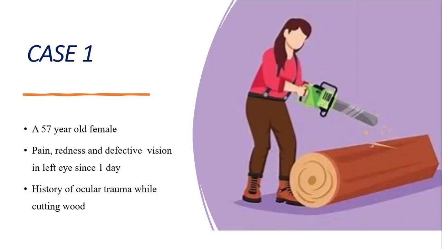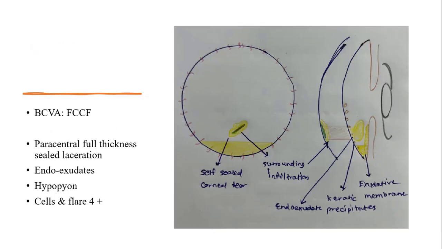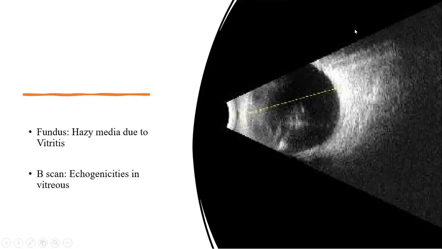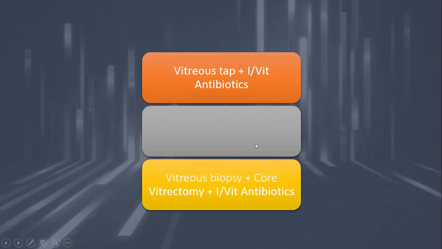Some cases, this is one case of a 57-year-old female. She had a history of cutting wood. So we have to expect something in all these cases. This was an injury with organic material. And we can see there is a self-healed corneal tear. But when we go inside, we should always be very careful in expecting some wooden foreign body in these cases. We can see there is a lot of echogenicity of the vitreous, but minimal thickening of the RCS complex.